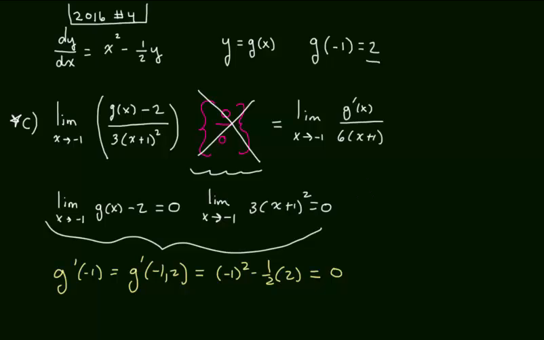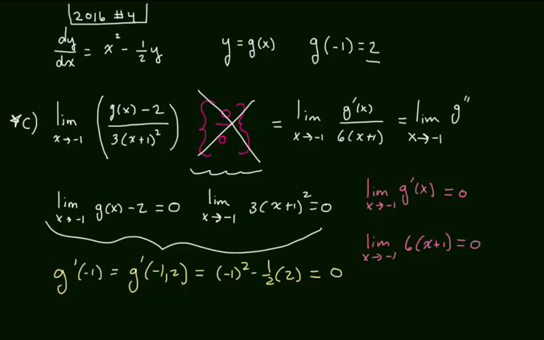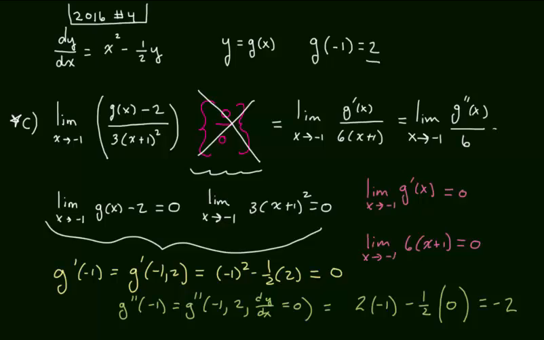So now, once again, since we're going to have 0 over 0, we're going to say the limit as x approaches -1 of g prime of x equals 0, and in a separate statement, the limit as x approaches -1 of 6 times the quantity x plus 1 equals 0. And since that is true, we're going to employ L'Hopital's rule, which is the limit as x approaches -1 of derivative over derivative. And now we can evaluate g double prime at -1, which I've done the work down here, is going to equal -2. So this is going to be -2 over 6, and we can reduce that to -1/3.